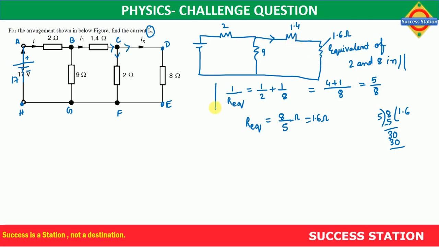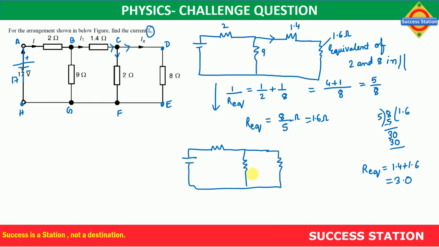So obviously I can rewrite the circuit as 2 ohm, 9 ohm, and 1.4 and 1.6. When in series, you just do the algebraic addition. R equivalent equals 1.4 plus 1.6. 6 plus 4 you get 10, and you get 3. Right? So you get this resistance. This is the simplified circuit. This is 9 and this is 3 ohm.